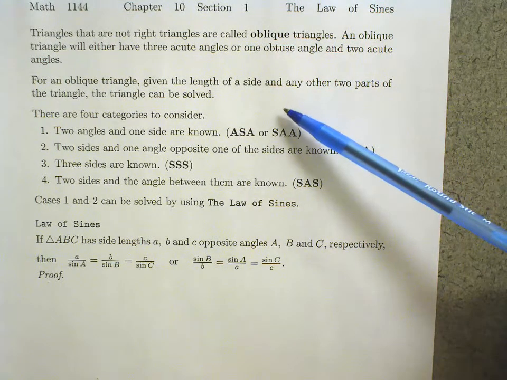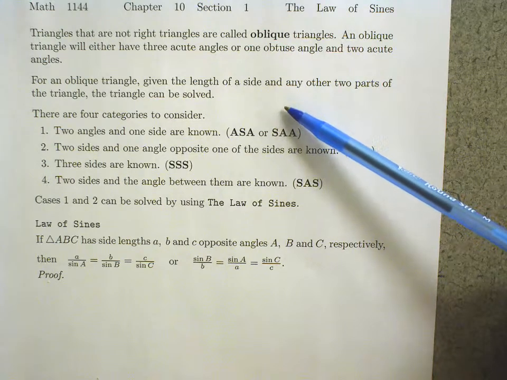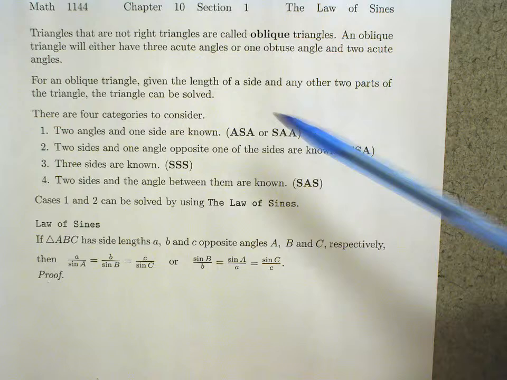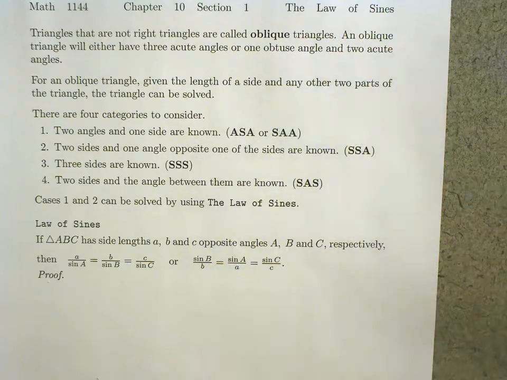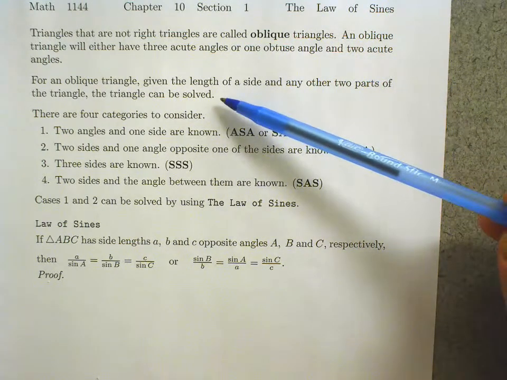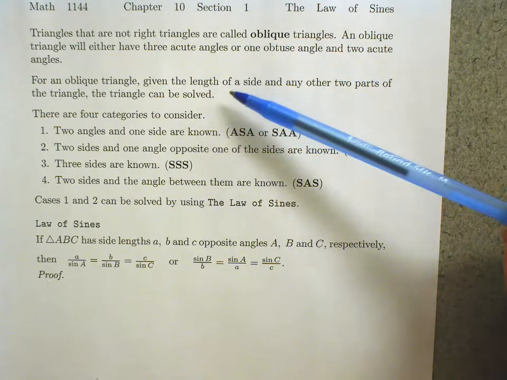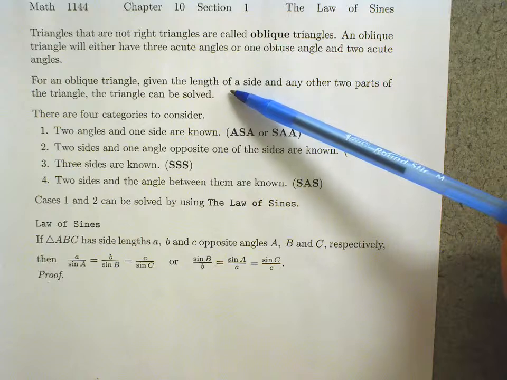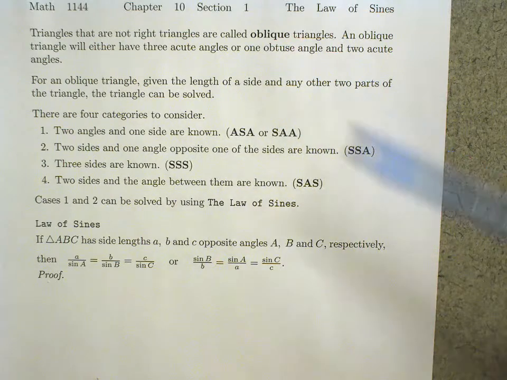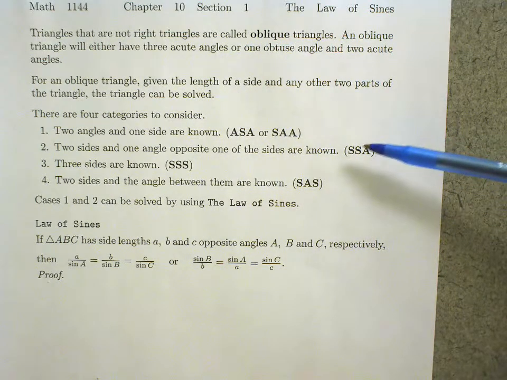For an oblique triangle, given the length of a side and any other two parts, the triangle can be solved, by which is meant all of the angles and all of the side lengths can be found if the length of a side is given and any other two parts. There are four categories to consider.